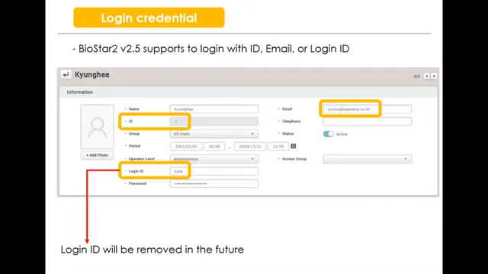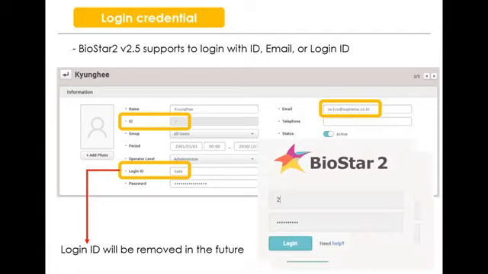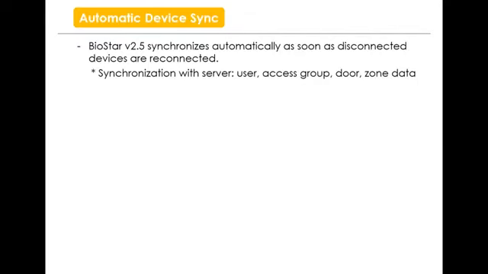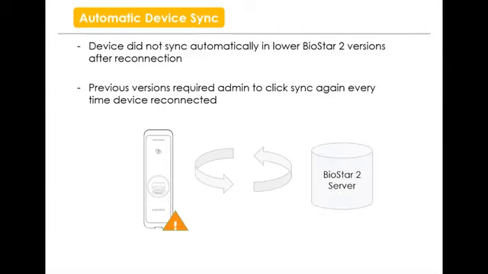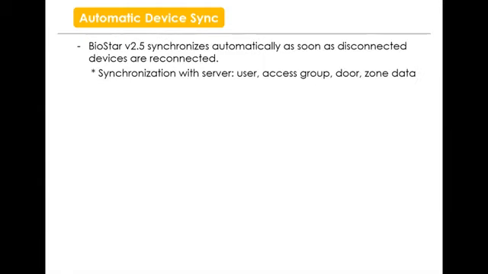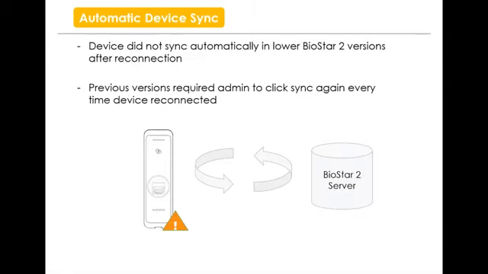Next change is automatic device synchronization. In BioStar 2.5, if you have automatic synchronization on, the synchronization is automatic even when the device loses connection and connects to the server again. When you synchronize a device with the server, it sends all its updated user, access group, door, and zone information to be stored on the device.